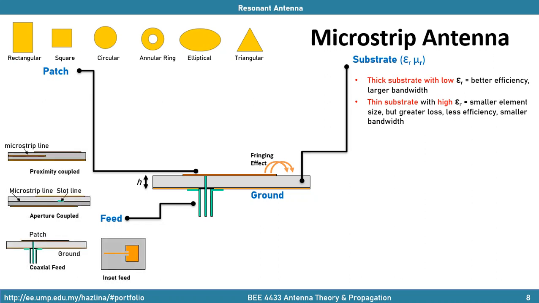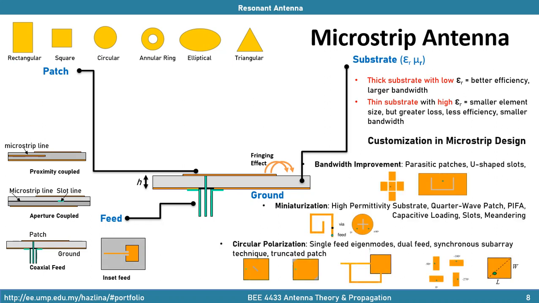The ground houses the feeding structure of a microstrip antenna. There are 4 techniques which are typically adopted in a microstrip antenna, which are inset feed, coaxial feed, aperture couple, and proximity couple. Customization in microstrip antenna design includes bandwidth improvements, miniaturization, and polarization.